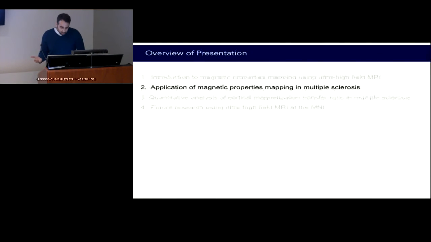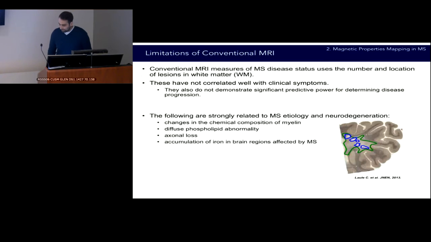So with that quick background in mind, I'm now going to move to the application of this technique for 7T imaging of MS. And in particular, in the study that I'll discuss, one of the things we were interested in examining was phospholipid abnormality that extends beyond punctate lesions in MS.